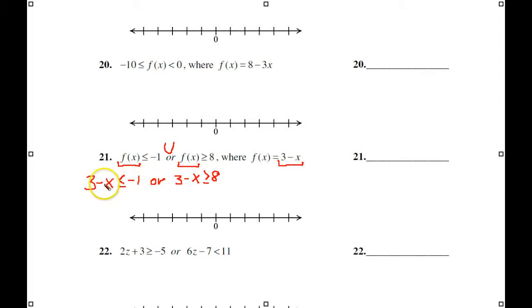So here, again, I would probably move the negative x over, so I wouldn't have to reverse the sign. Move the 1 over, a negative 1, that becomes a 4. Again, I'd move that over, keep the x positive, so I wouldn't have to reverse the inequality sign. And again, this is also union, and the tape is getting close to 20 minutes.